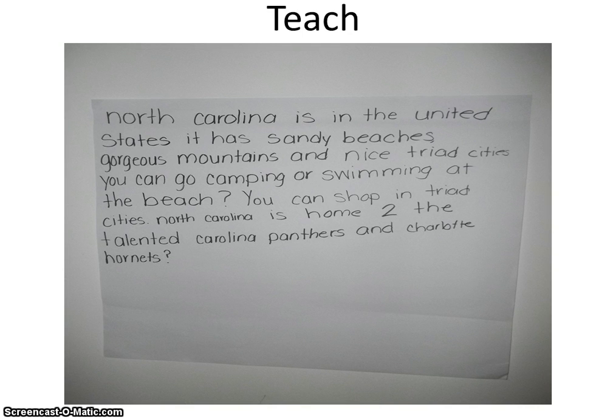It has sandy beaches, gorgeous mountains, and nice triad cities. You can go camping or swimming at the beach. Those are a lot of words, but I don't see a lot of punctuation marks there. So we would have to go back and figure out where to put our punctuation marks. Looking at our text, it seems as though we should add a period after it says North Carolina is in the United States. That means our new sentence will begin with the word it. Well, if it starts our brand new sentence, then we know we have to add a capital letter there. It has sandy beaches, there's a comma there, gorgeous mountains, and nice triad cities.